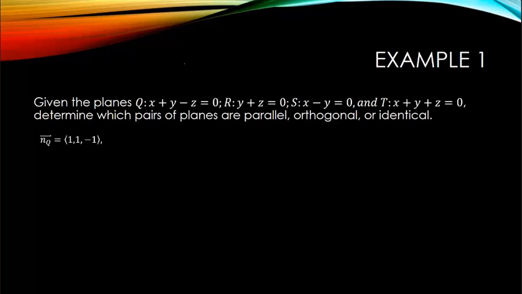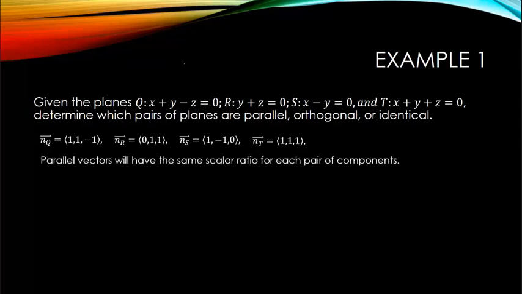The vector normal to my plane Q has the components 1, 1, negative 1. The vector normal to the plane R has the components 0, 1, 1. The vector normal to the plane S has the components 1, negative 1, 0. And the vector normal to the plane T has the components 1, 1, 1.